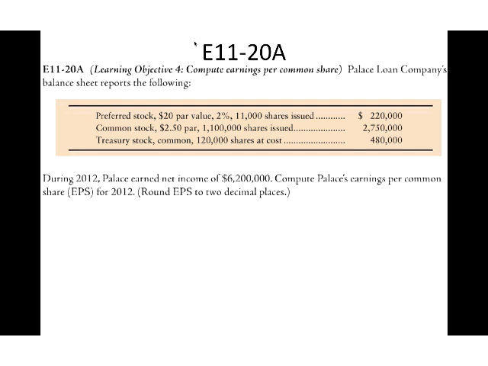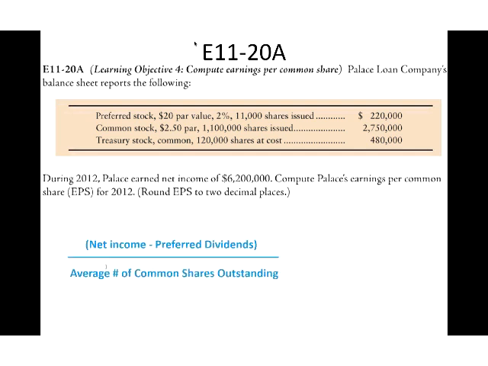Okay, now during 2012, the company earned net income of $6,200,000, and compute their earnings per common share for 2012, round it to 2 decimal places. Okay, so we're going to work through this homework problem. What I've got there is the formula we just had on the prior page. So this is what we just said, that our earnings per share is net income minus preferred dividends divided by the average number of common shares outstanding.